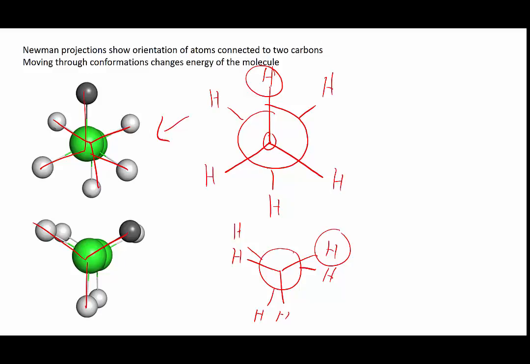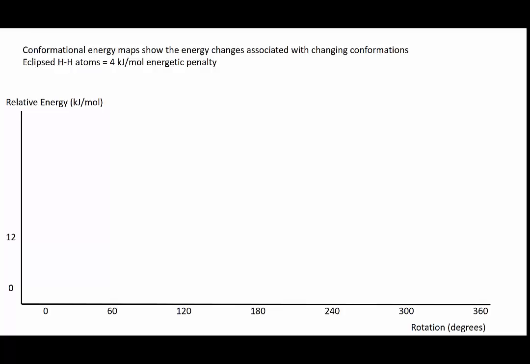When the hydrogen atoms are separated like this, we call this a staggered conformation. When the hydrogen atoms are close to each other, as in this case, we call that eclipsed. And as you saw in the previous slide, as we rotate around, we alternate between staggered and eclipsed conformations. We can map the energy of this if we know the energetic penalty for an eclipsed interaction. We know that for every two hydrogen atoms that are eclipsed, there's a 4 kilojoule per mole energetic penalty. I don't care if you memorize that number, we can look it up.